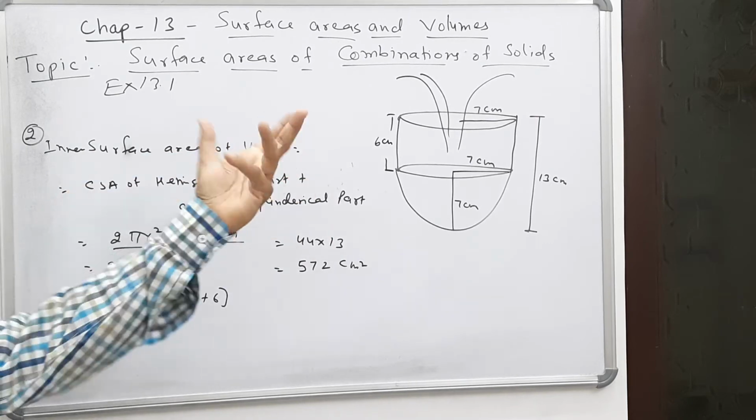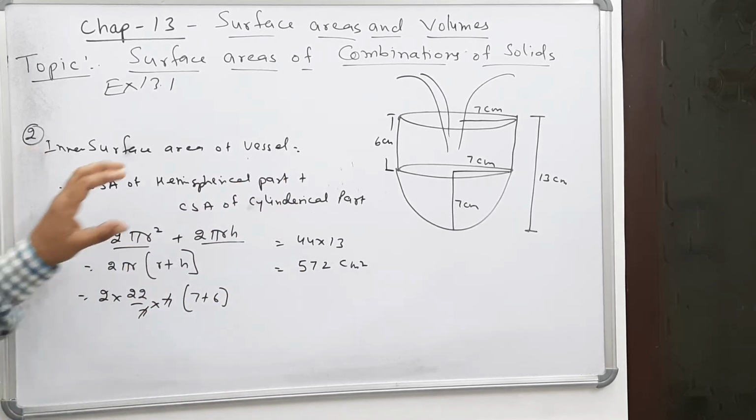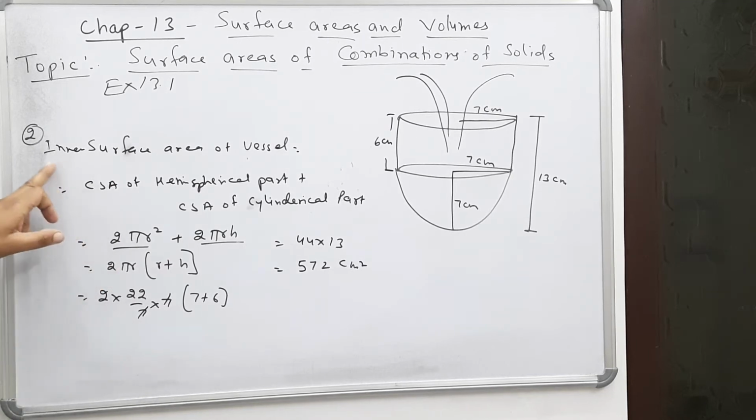The same will be the outer surface area also, if you don't consider the thickness of the material by which this particular vessel is made. So in this way we write here inner surface area. That is the answer for this particular sum. I am taking the third problem.